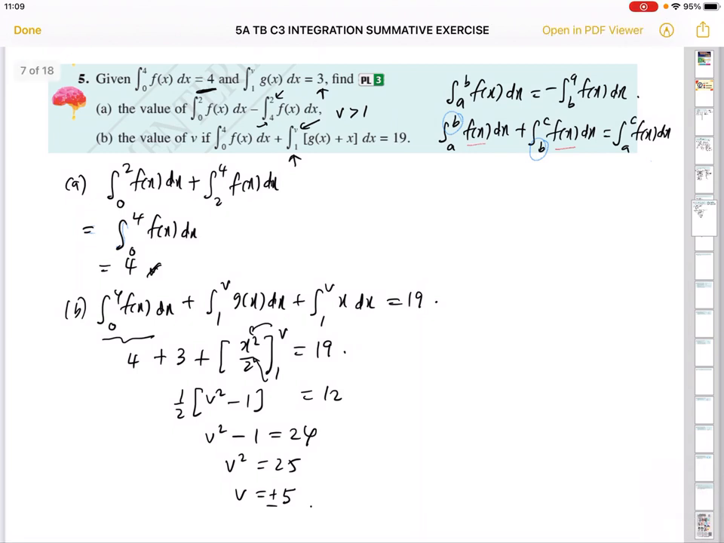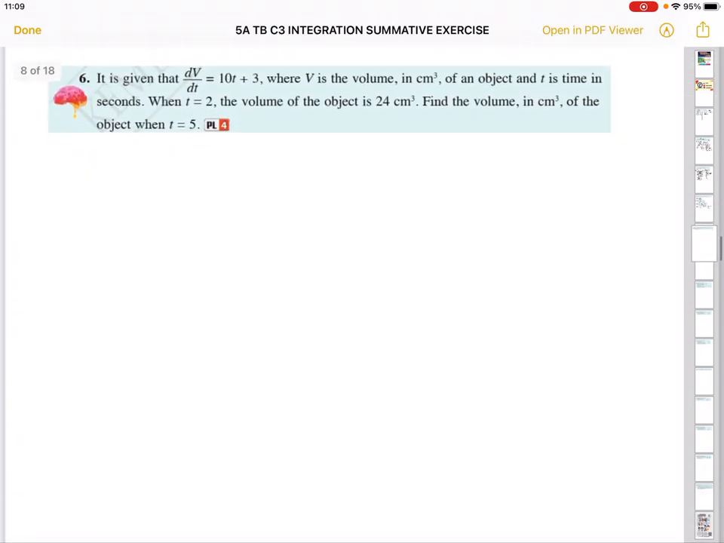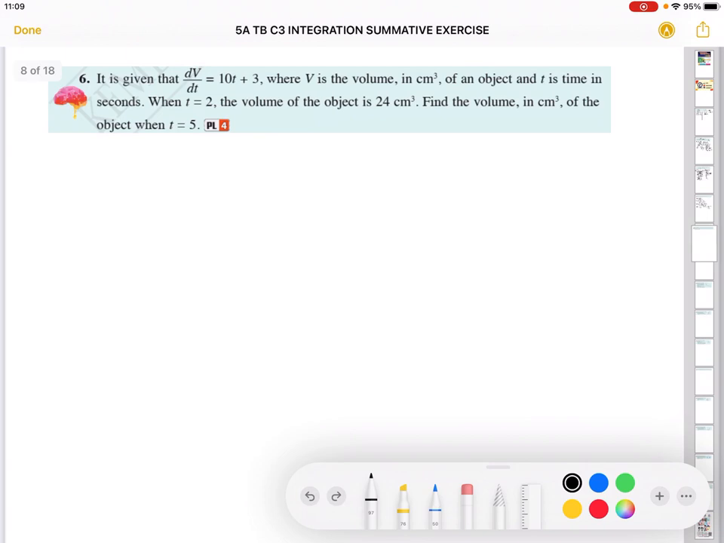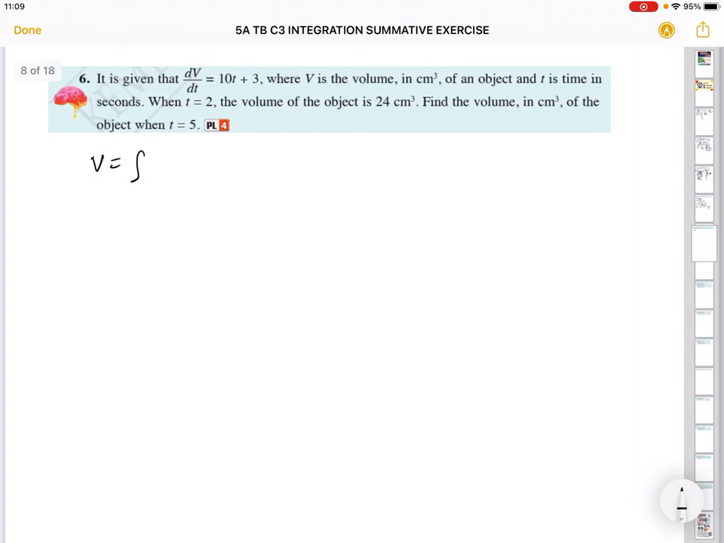Number 6. Here you're given dv dt. I'm supposed to find the volume when t is 5. To find v from dv dt, which is the rate of change of your volume, we have to integrate. I hope you know how to integrate this quickly by now. Increase the power by 1, 10 divided by 2, I write 5 here. Integrate 3 is 3t, then you put a plus c.